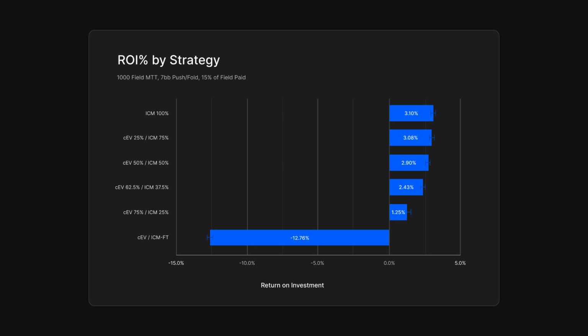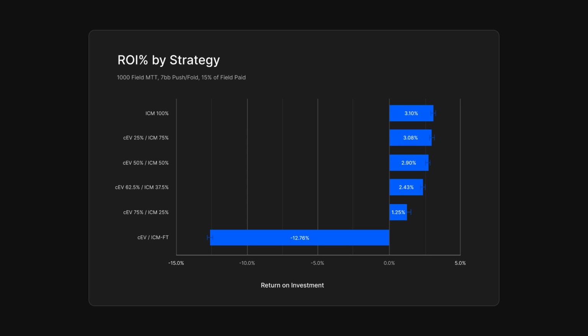We can see that the 37.5% strategy is winning quite a bit less often than the above strategies. And the quarter field strategy is winning significantly less often, half as often as the pure ICM strategy.